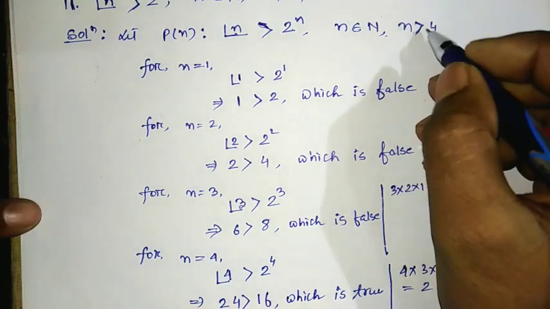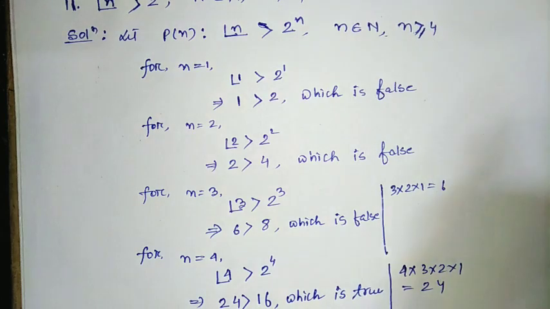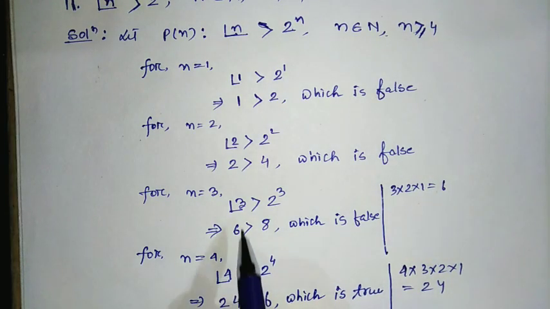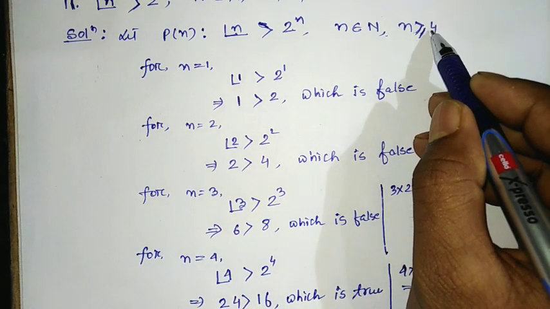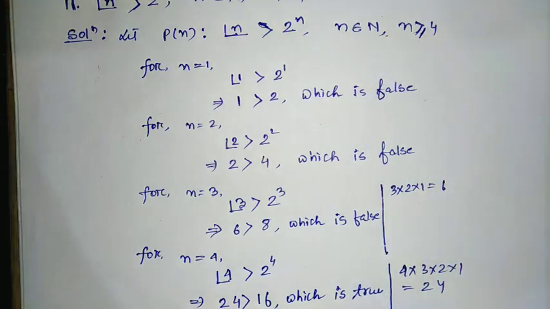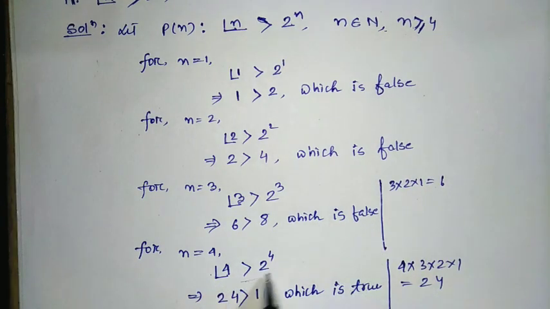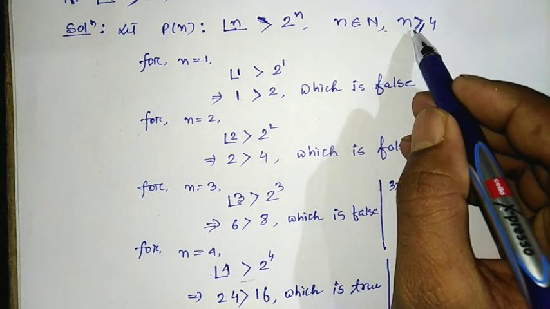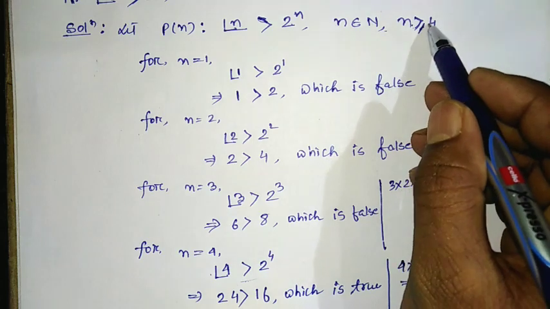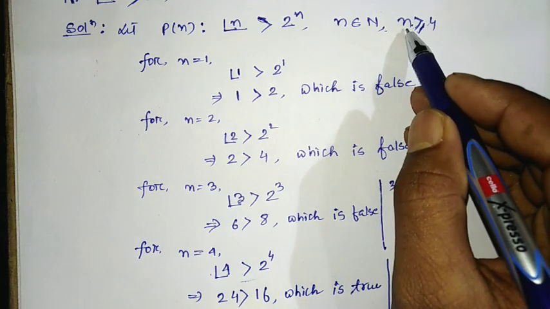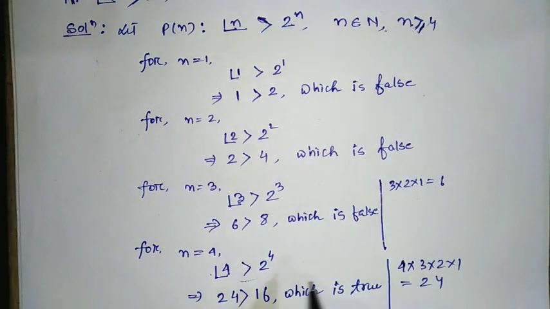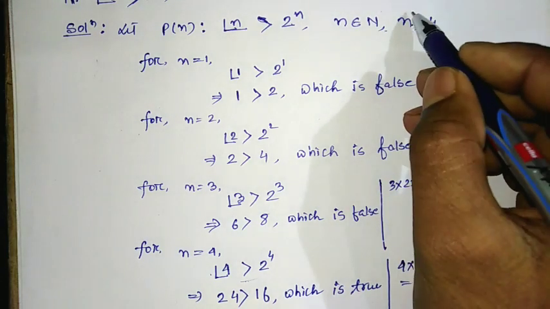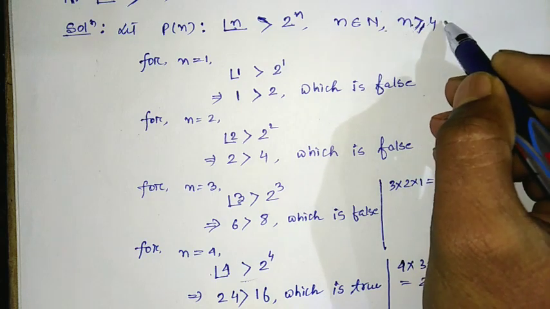Yes, this value should be greater than or equal to 4, because for n equal to 4, the inequality is becoming true. But in the question it is given n is greater than 4. The inequality becomes true for n equal to 4 also, so the condition must be greater than or equal to 4. That means n may be equal to or greater than 4. Then this condition will be true. So you will correct the question in the book. It must be n greater than or equal to 4.